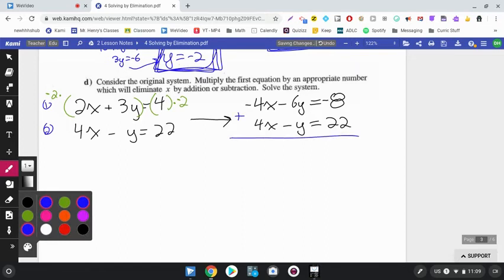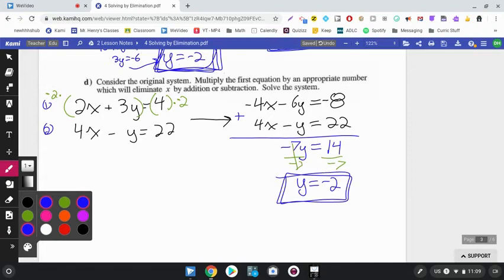You get 0x, you get -7y equals, and then you look at -8 plus 22. Well, that would be 14. And it's a quick solve for y. Divide by -7, divide by -7, y equals -2. Hey, that's what we got up above. We got the same answer.